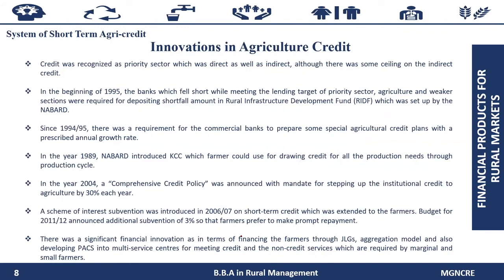So the innovations in agriculture credit are: credit was recognized as a priority sector, and the Rural Infrastructure Development Fund was set up by NABARD. The funds deposited in this RIDF were lent to the state governments for financing of rural infrastructure. Then the commercial banks prepare special credit plans with prescribed annual growth. In 1989, NABARD introduced KCC for the farmers. Then in 2004, a comprehensive credit policy was introduced.